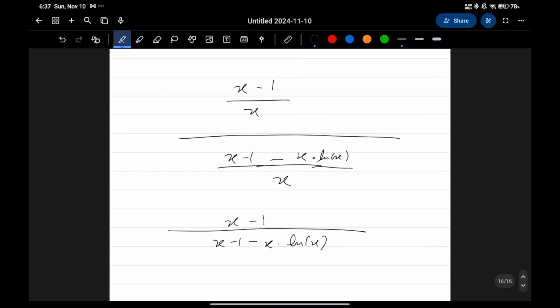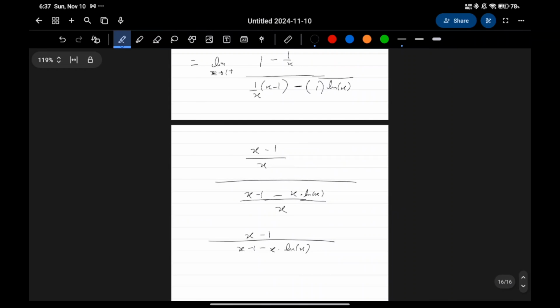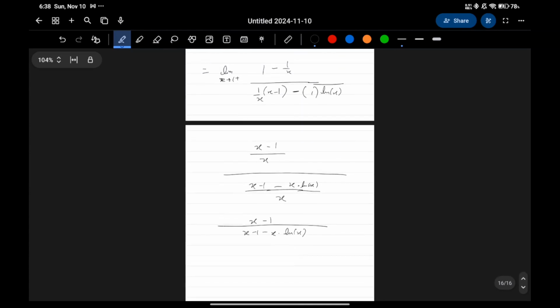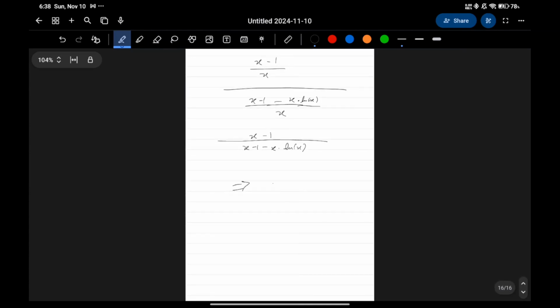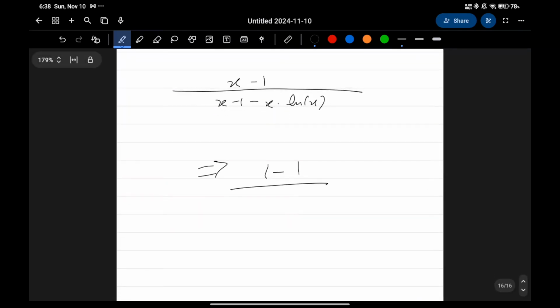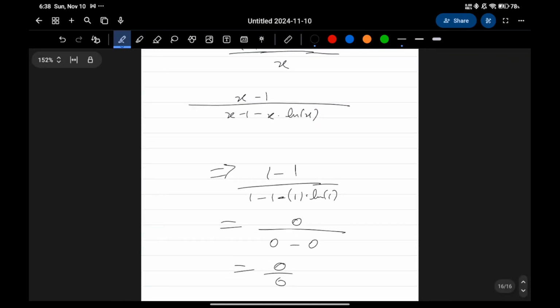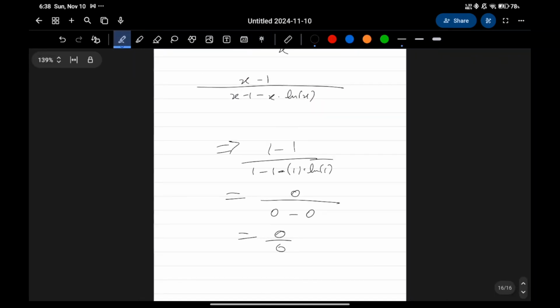Okay, so now that we are over here, let's plug in the 1 again over here. This would be 1 minus 1 over 1 minus 1 minus 1 times log of 1. So this becomes 0 over 1 minus 1 is 0 minus log of 1 to any base is 0. So this becomes the 0 over 0 form again. So now let's take the derivative of this thing again.